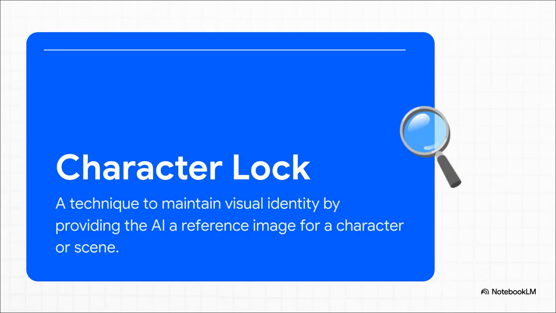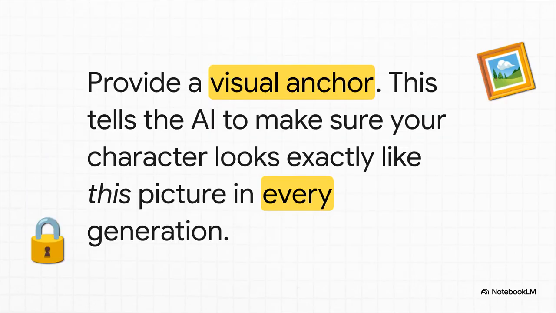The trick is something I'm calling a character lock. It's kind of a pro-level move, but it's super simple. You basically give the AI a reference picture to, well, lock onto. That image becomes the anchor for your character's identity, making sure they look the same across every single image you generate. Yep, it really is that simple. You just give the AI a picture to work from.